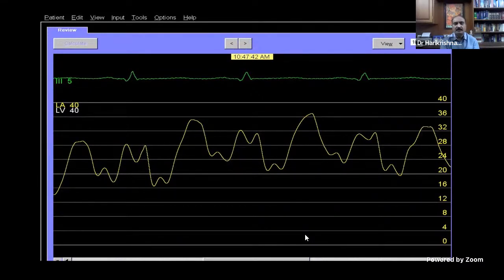Okay, so can somebody analyze this tracing? Next person. Who is taking this up?